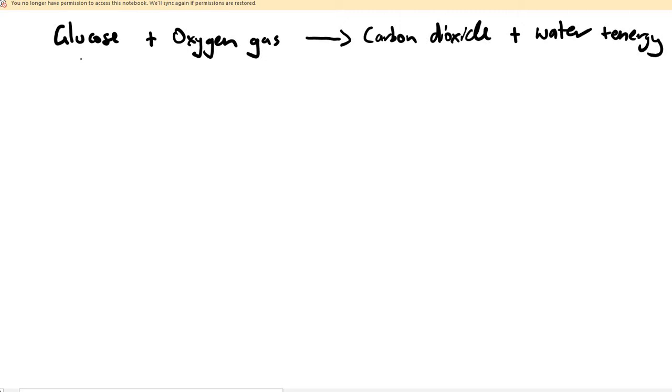This is actually what we call an exothermic reaction, where energy is produced. I'm just going to put energy in there. It's not really part of the balanced equation, but just interesting. So now we've got our word equation. We're going to turn that into a chemical equation. So we need to know what glucose is. Our reactants, glucose and oxygen gas, what are their chemical formulae?